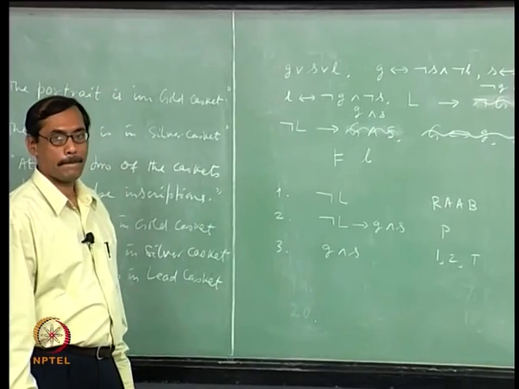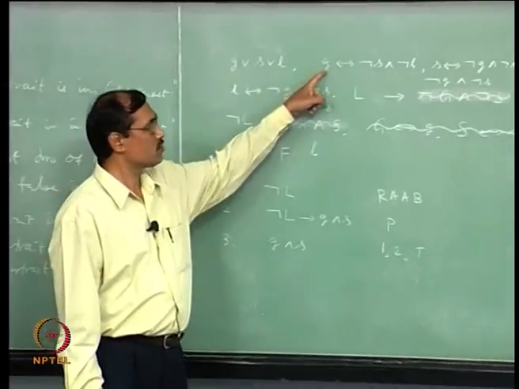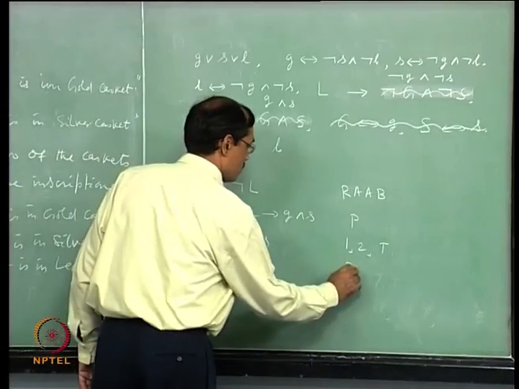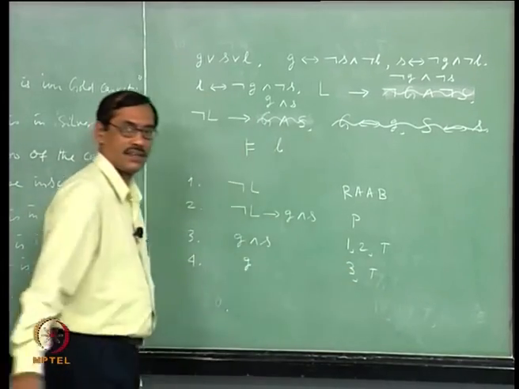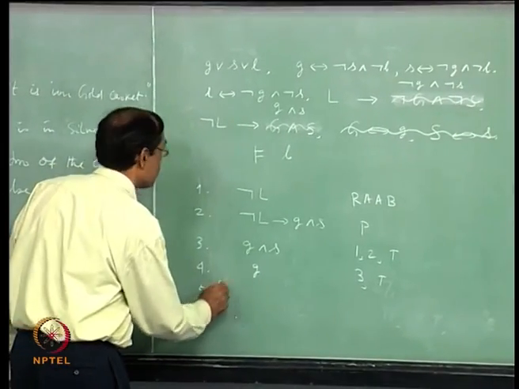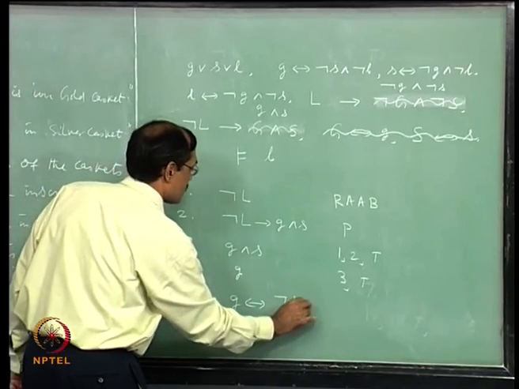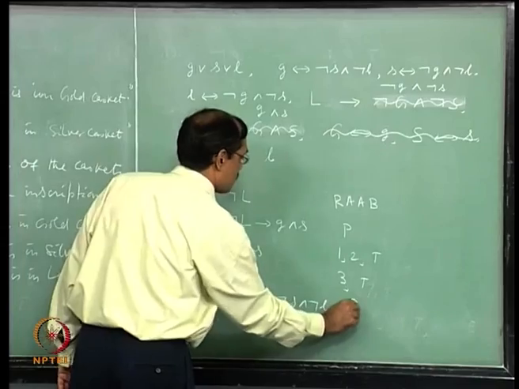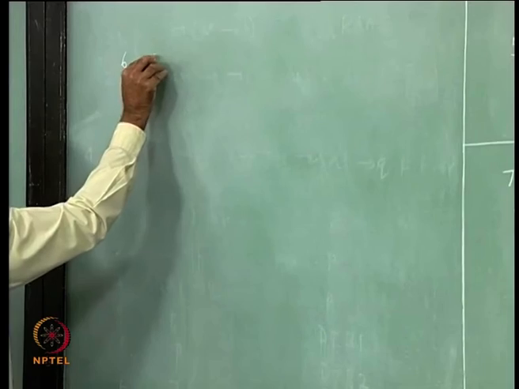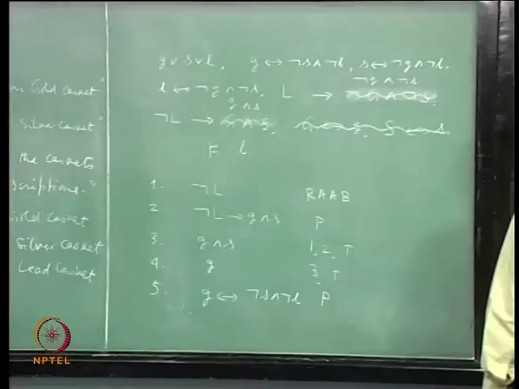Next, use this. So fourth one is you need G from this. So 3 and tautology, which is elimination. Now fifth is introduce that premise G if and only if not S and not L. It is a premise. Okay. You want to infer not S and not L from line 5.